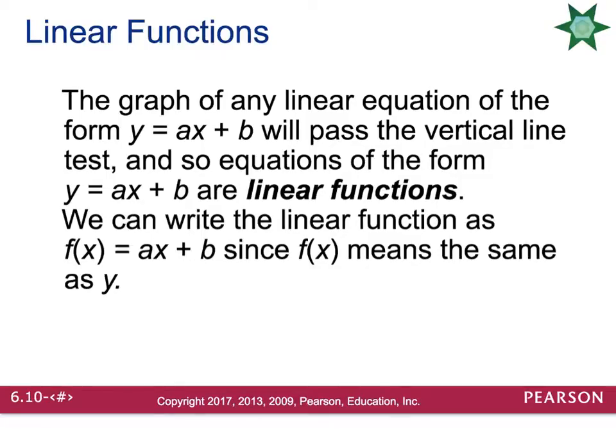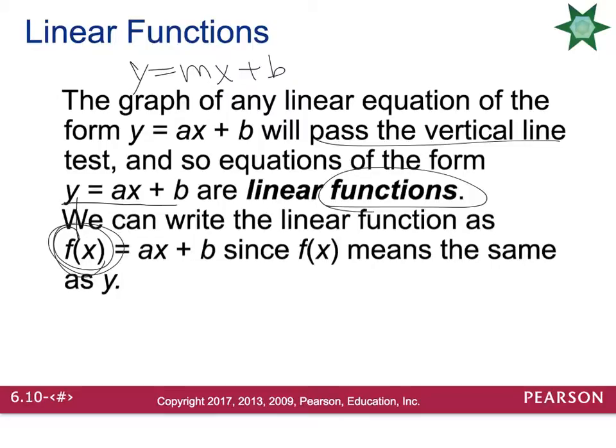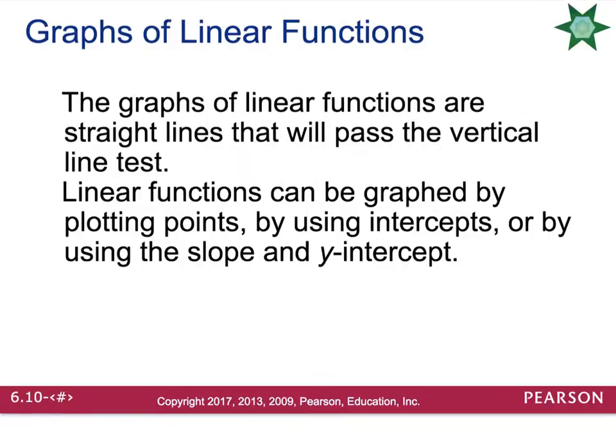Linear functions. The graph of any linear equation of the form y equals ax plus b, we called it y equals mx plus b earlier, will pass the vertical line test no matter what. So that means the equation of any line in the form of y equals ax plus b gets to be called a function. In order to show that something's a function, often instead of using y, they'll switch it out with an f of x. The f of x and the y mean the exact same thing, so if you don't like the way the f of x looks, you can take it out and put the y back in. The graphs of linear functions are straight lines. They are always going to pass the vertical line test.